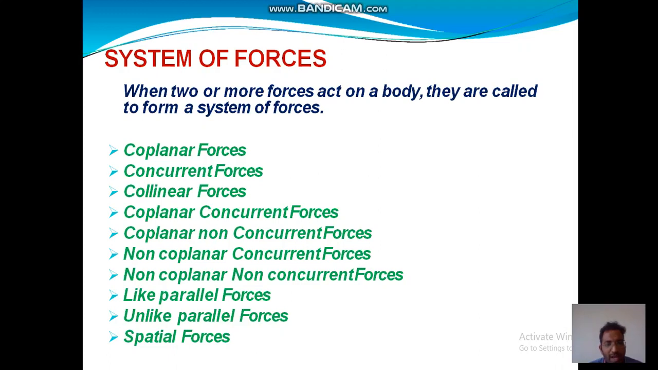One is coplanar forces, second one is concurrent forces, and the third one is collinear forces. So you just remember these three forces' definitions, and the remaining you can automatically get an idea. These forces are very important for competitive examinations also. They will ask for some definition, like what is meant by this, or what they are called, and they will give some options. So these are all very important. Okay, we'll see one by one.